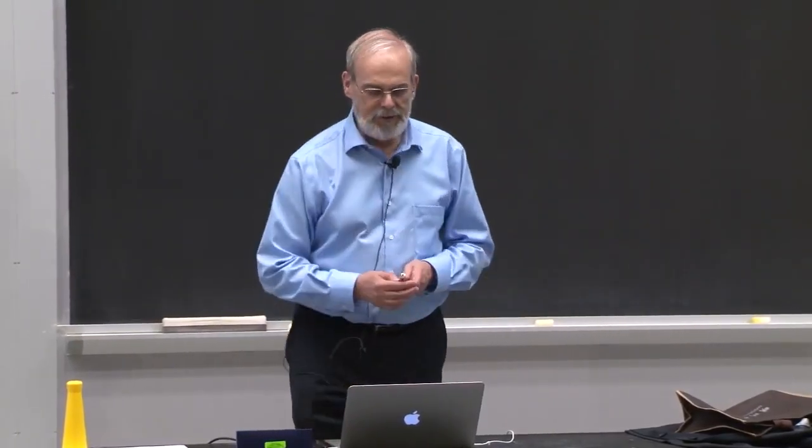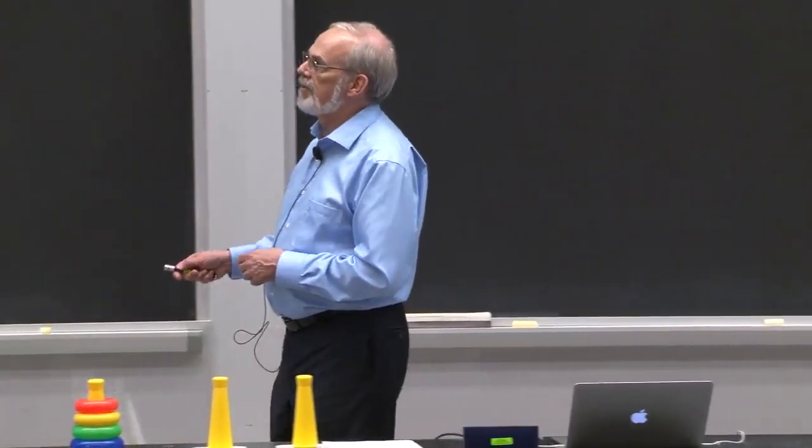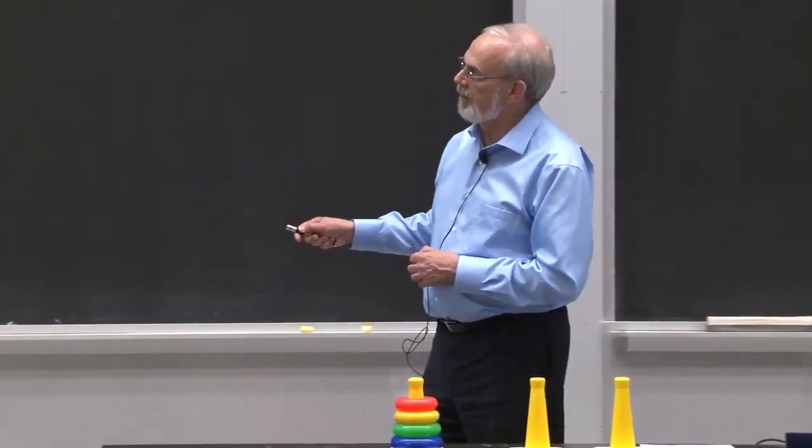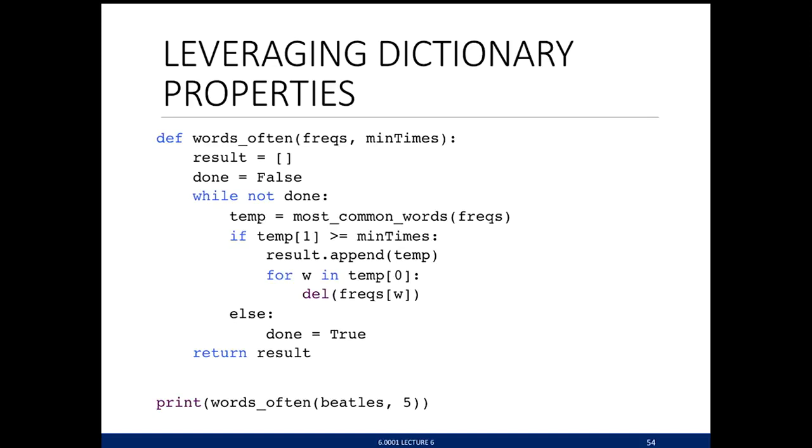The last thing I want to do then is say I want to see how often the words appear, so I'm going to give it a dictionary and a minimum number of times. And here I'm going to set result up to be an empty list. I'm going to create a flag called done, set to false. It's going to keep track of when I'm done. And as long as I'm not yet done, I'll call that previous procedure that's going to give me back the most common words and how often they appeared. I check, remember it was a tuple, how often do they appear? If it's bigger than the thing I'm looking for, I'll add that into my result.